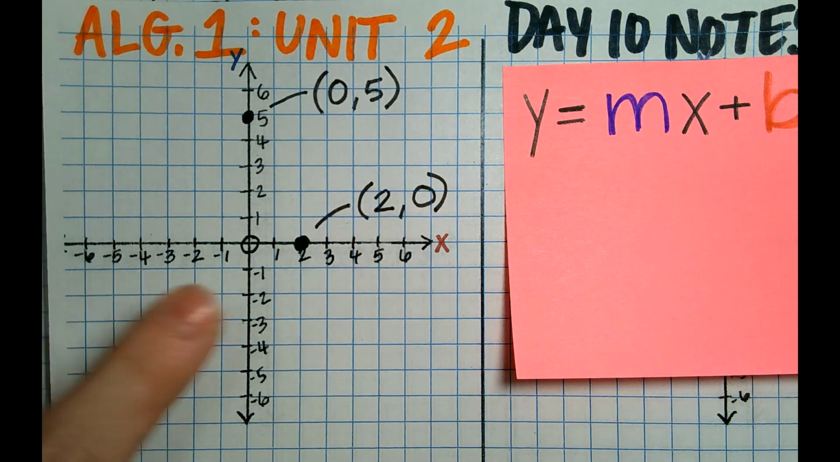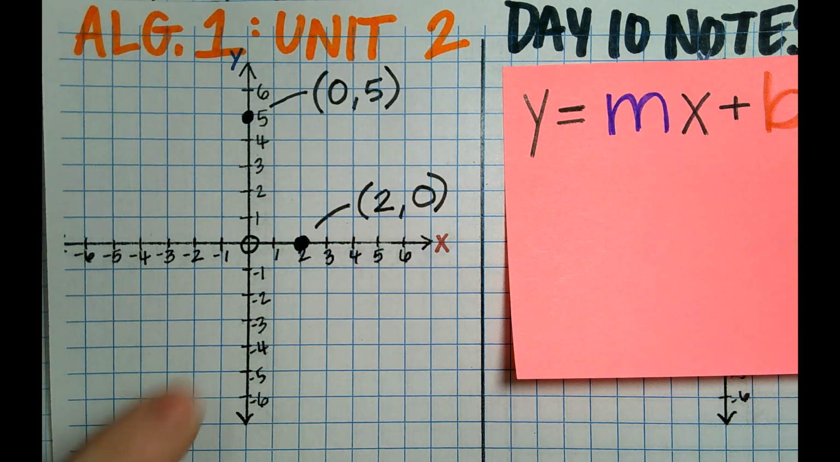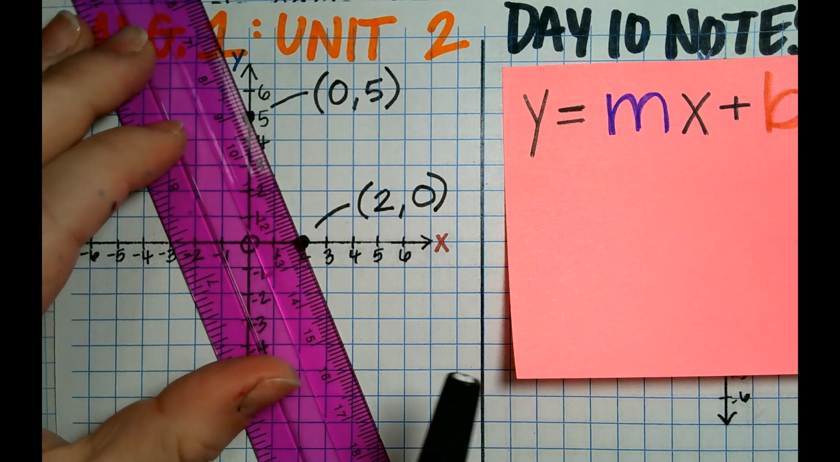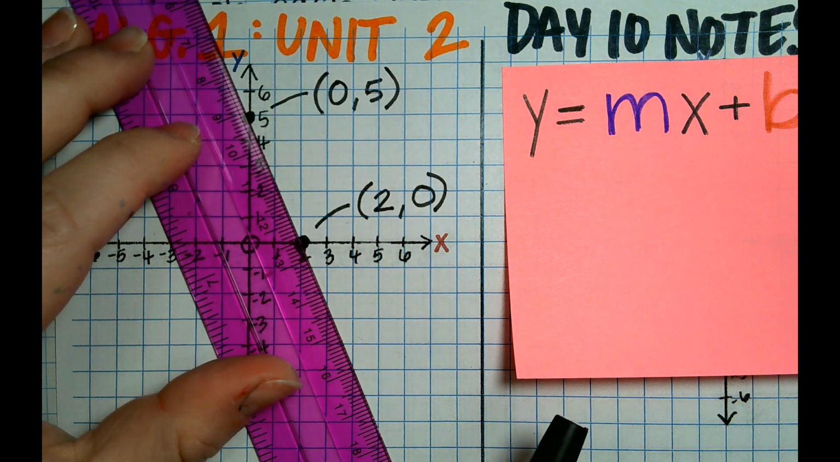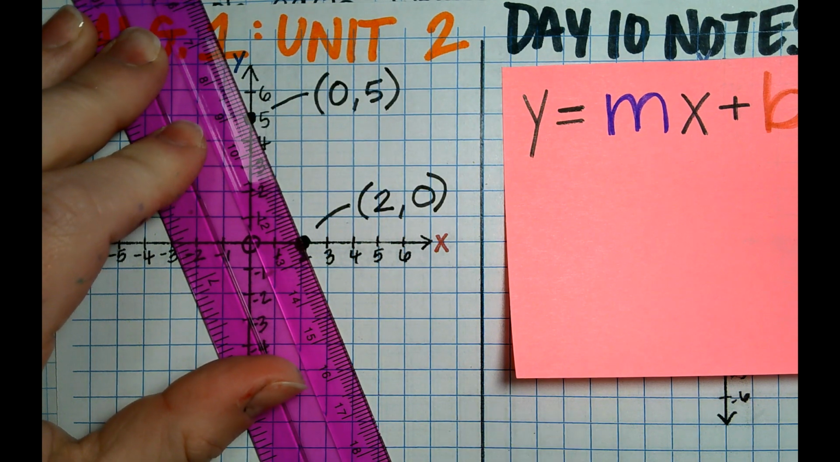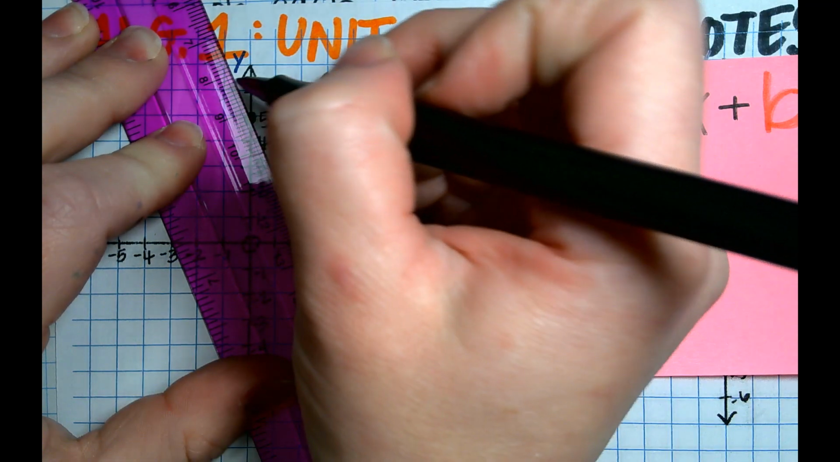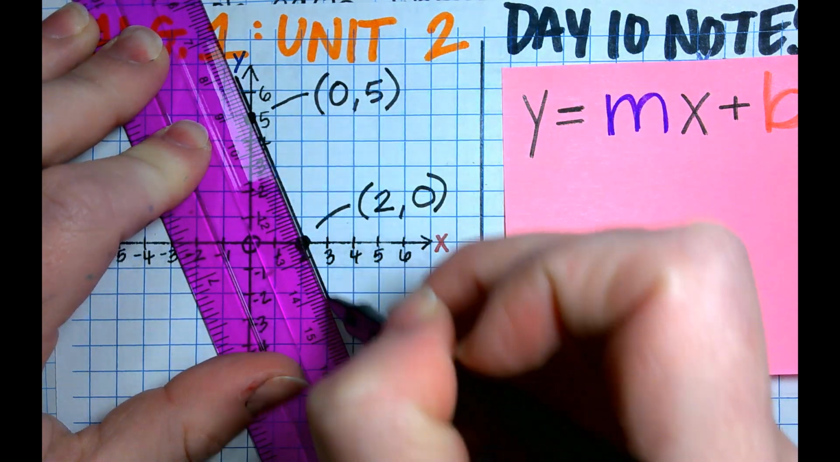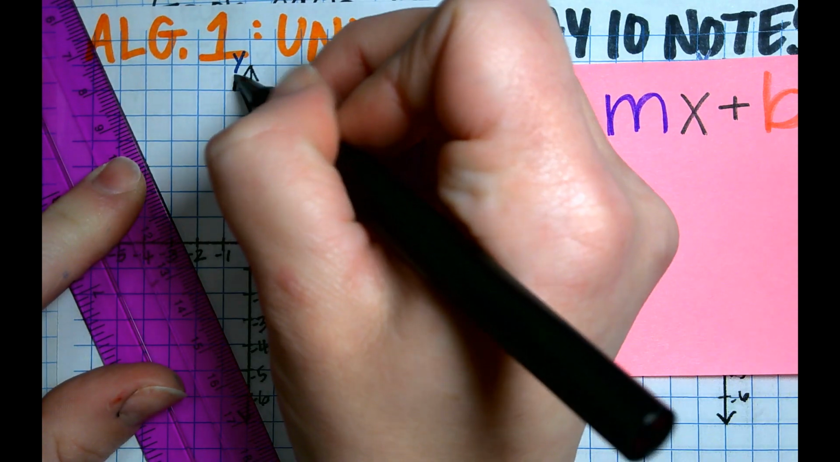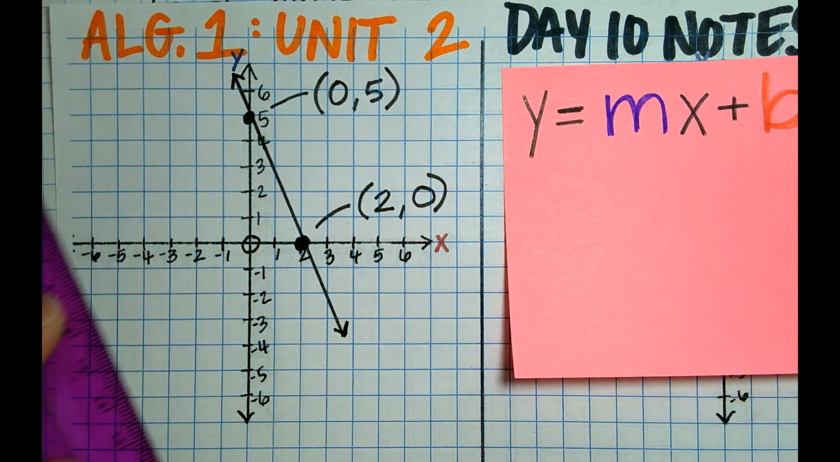I'm going to do that in the middle of my graph, just to remind ourselves that that is 0 in the middle. Okay? And once we have these 2 points, let's connect our dots. And we're going to talk about how to find the equation. Okay, so we have a line.